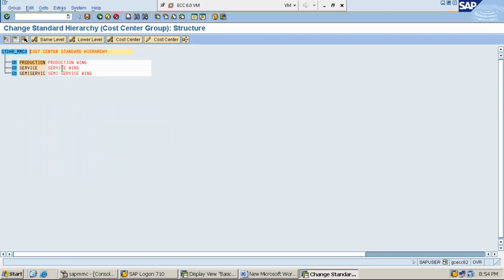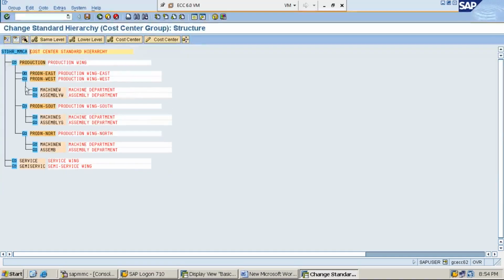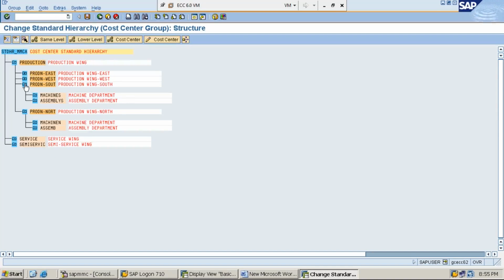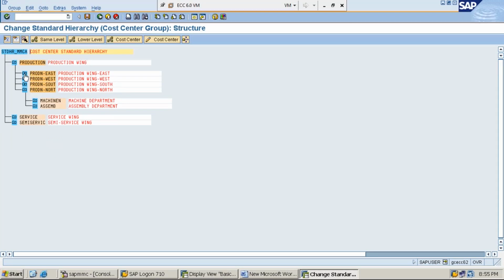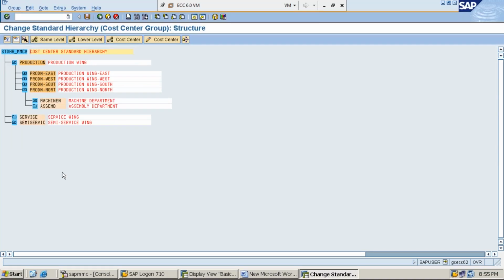Likewise, in servicing also you can have divisions and subdivisions. But for time being, about production. So by clicking on this, we will come to know like this. You can see, if you click on this plus indicator, it will be added. You click on unseen, it will be like this. Okay. So this is what is cost center standard hierarchy.